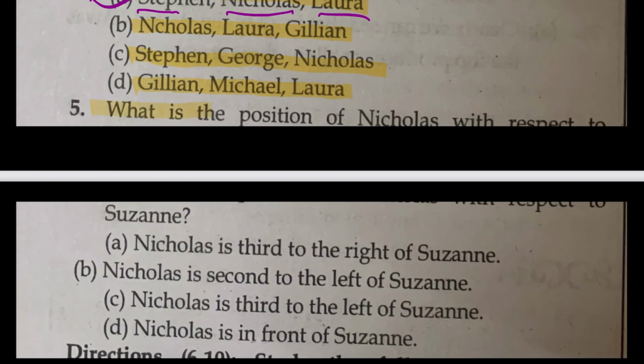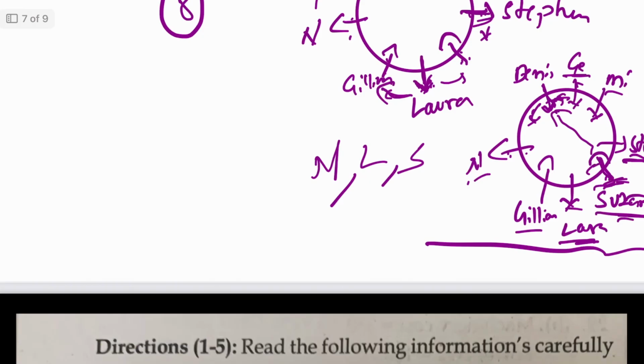Question number 5. What is the position of Nicholas with respect to Susanne? So we need to find out the position of Nicholas according to Susanne's position. We'll check here. Susanne is here facing inside. So we need to find Nicholas. Nicholas is here. So we'll check. He is on the left side, 1, 2, 3, third position. So Nicholas is third to the left of Susanne.